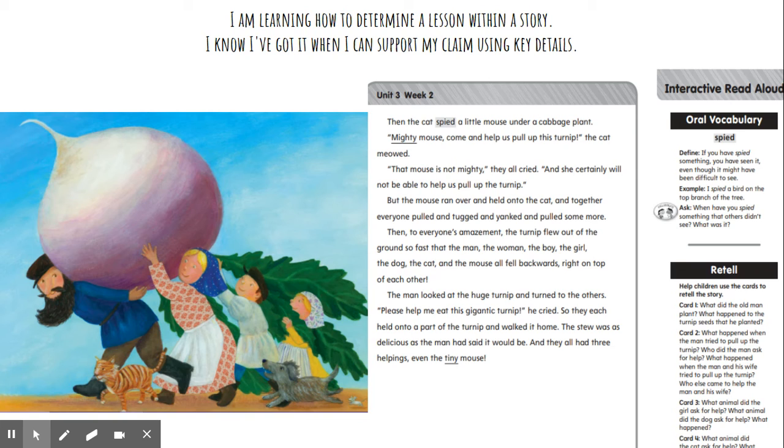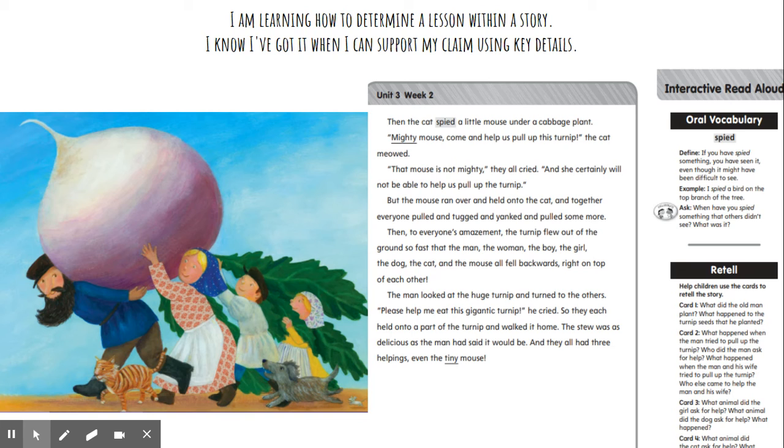But the mouse ran over and held on to the cat, and together everyone pulled and tugged and yanked and pulled some more. Then, to everyone's amazement, the turnip flew out of the ground so fast that the man, the woman, the boy, the girl, the dog, the cat, and the mouse all fell backwards, right on top of each other.